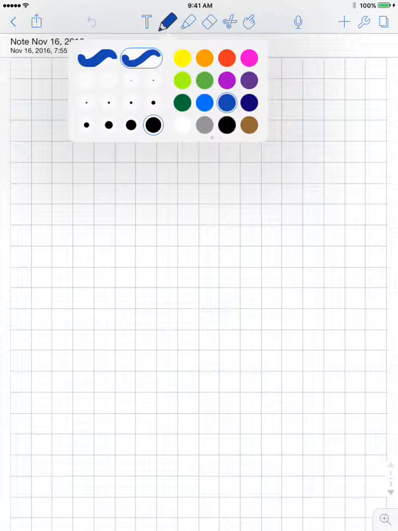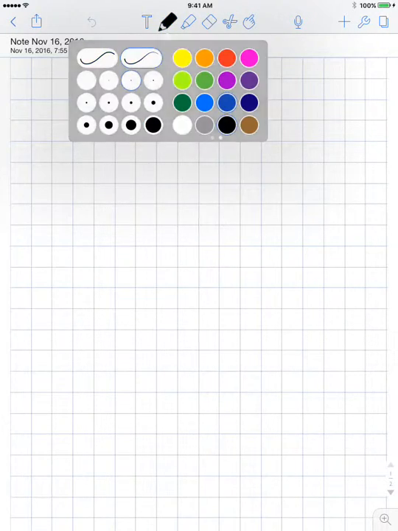So I'm going to go ahead and draw my axes. Black. All right, here we go.